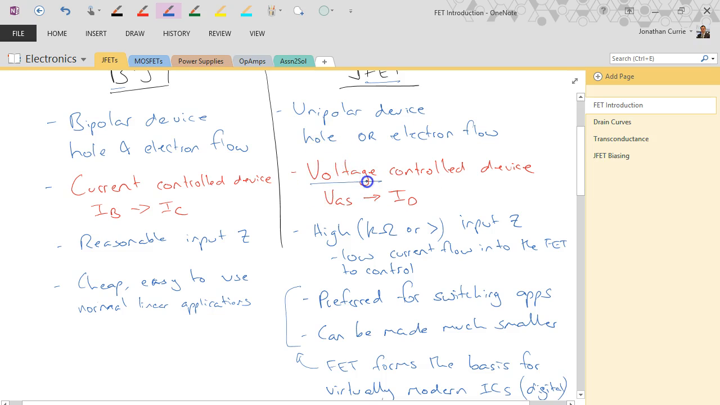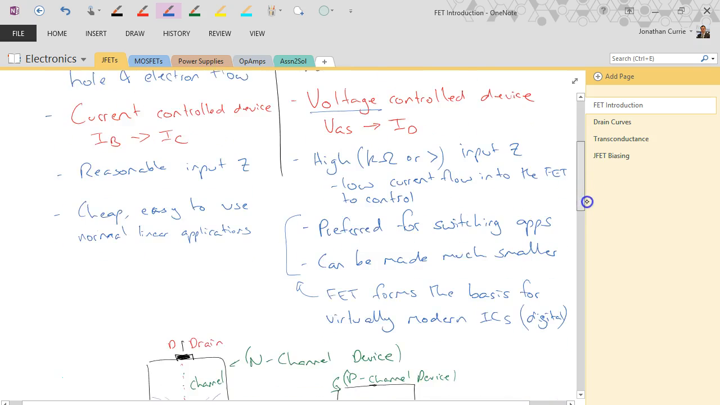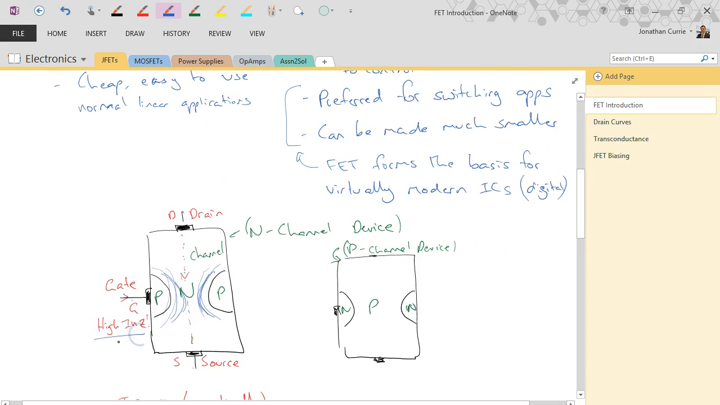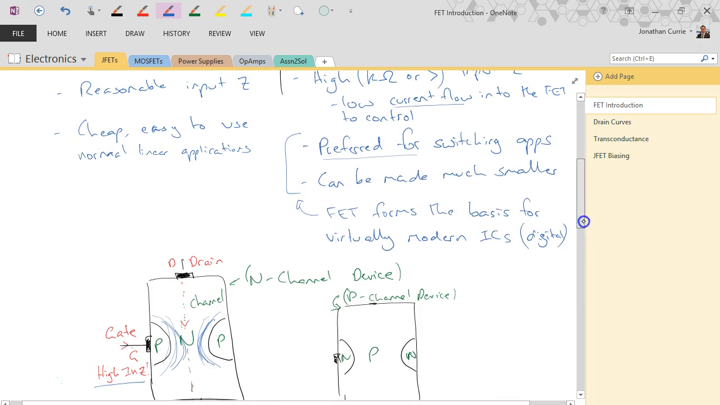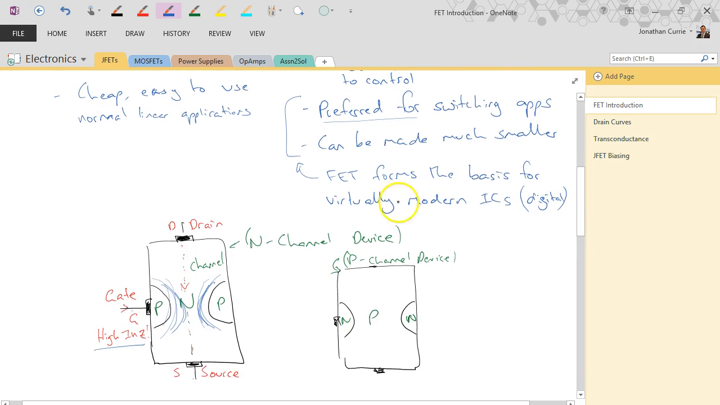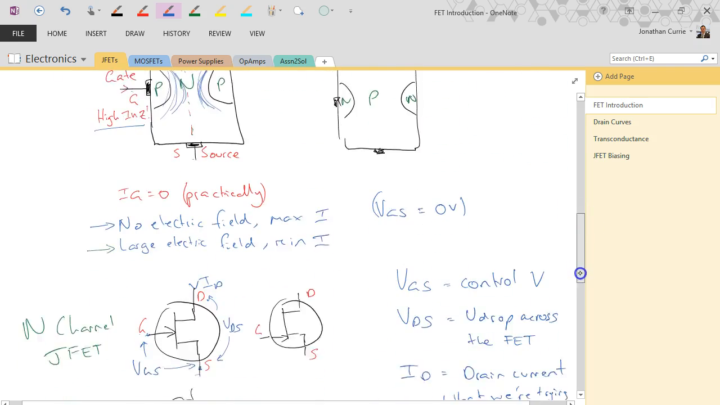The fact that we have this voltage control is very important, and that's related to the fact that we have such a high input impedance for our FET. Right, and because we have such a high input impedance, we get low to no current flow into the FET, which makes it really efficient for switching applications. So it's preferred. And because it can be made physically much smaller, i.e. we can put more of them into a chip, they form the basis of virtually all modern digital integrated circuits. So all processors are going to be using FETs of some variety. Not likely to be the JFET, but the FET in general.